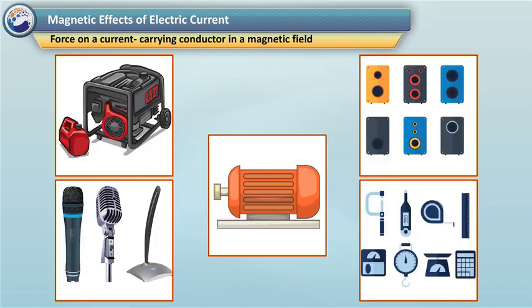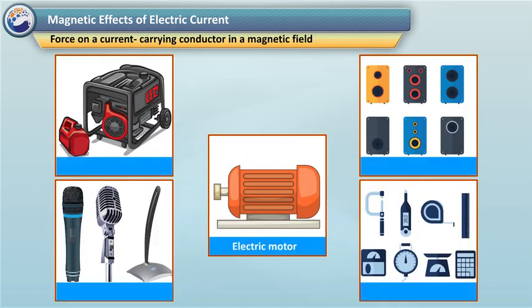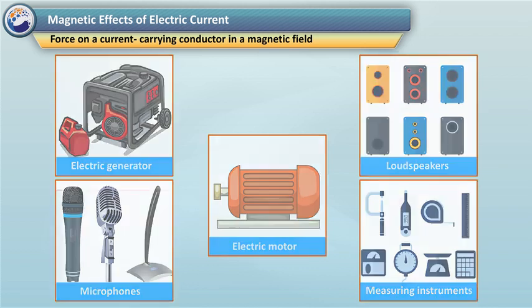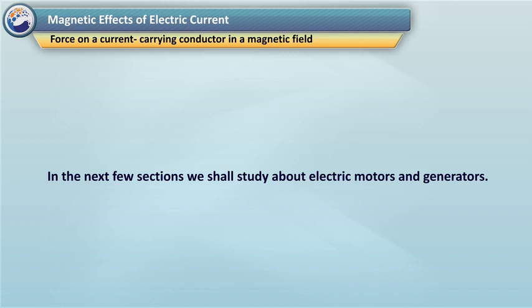Devices that use current-carrying conductors and magnetic fields include electric motor, electric generator, loudspeakers, microphones and measuring instruments. In the next few sections we shall study about electric motors and generators.